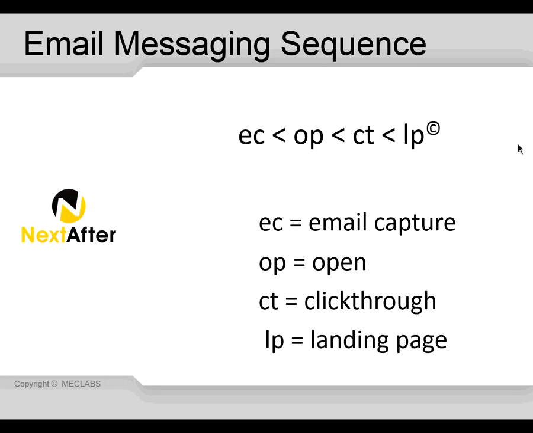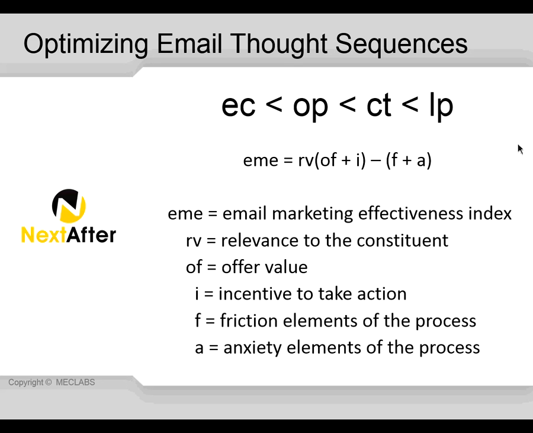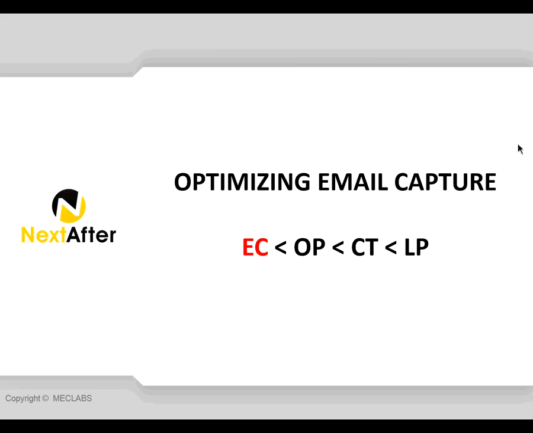So what we're going to do is take this email messaging effectiveness index, this formula: email marketing effectiveness equals relevance times offer plus incentive minus friction minus anxiety, and we will apply it to the email capture process, to the email message envelope, to the email message itself, and to the landing page. So let's go ahead and get started and talk about the email capture process.